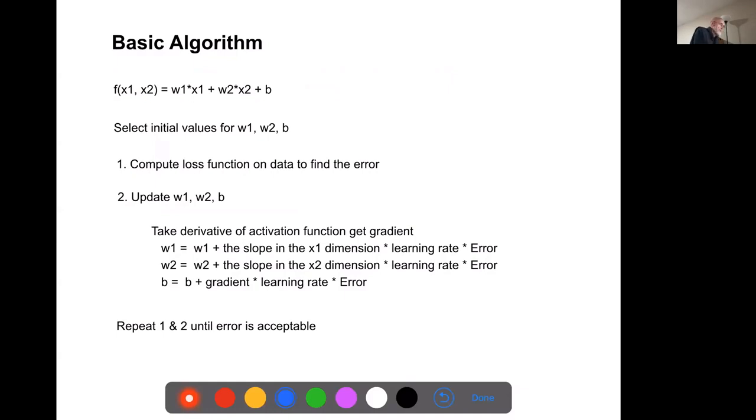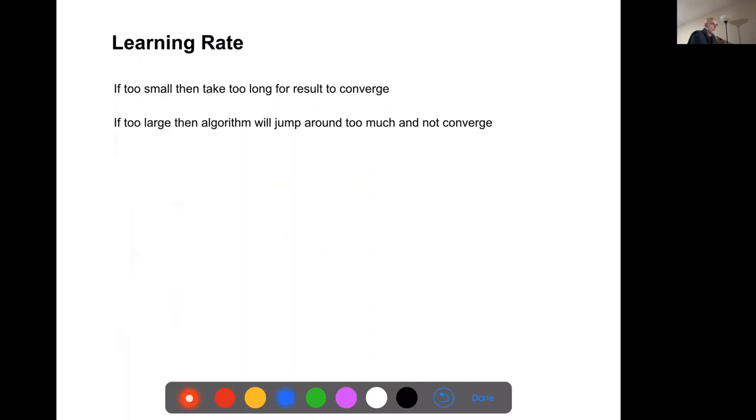So our basic algorithm for neural networks is we select some random starting point, compute a loss function, find how far off we are, update the weights by taking the derivative, right? Get new values, we keep on repeating these two steps over and over again until we come up with answers which have small errors. And that is basically what a neural network is going to do.